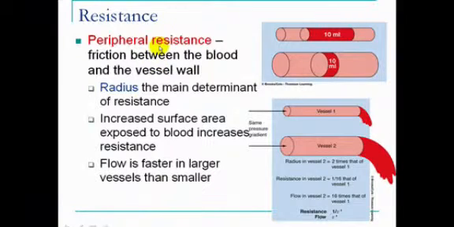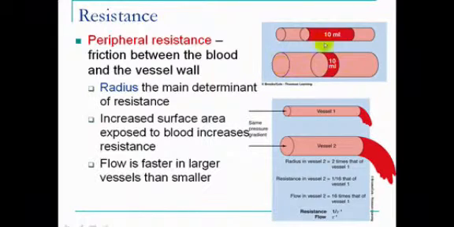So we define the peripheral resistance as the friction between the blood and the vessel wall. If you have two vessels, one that's smaller in diameter than the other, and you used to have the same volume of blood in that vessel. So we have 10 milliliters in a larger vessel and 10 milliliters in a smaller vessel. Which one has more peripheral resistance? Which one has more friction between the blood and the vessel wall?